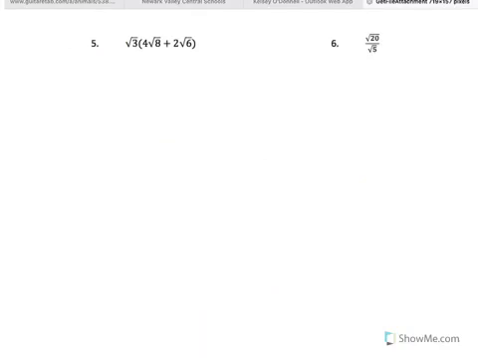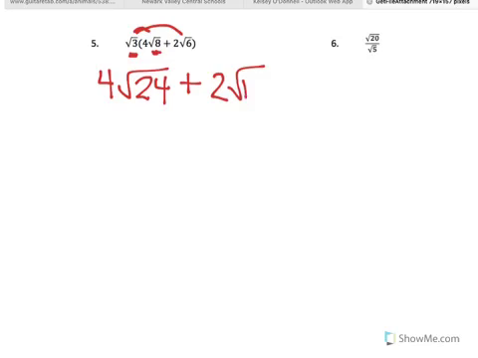Number 5. So now we have radical 3, and that radical 3 needs to multiply and distribute to everything inside of the parentheses. So radical 3 times 4 radical 8, only the radicands, the numbers inside the radical, are multiplying. So we have 4 radical 24, since 8 times 3 is 24, plus radical 3 times 2 radical 6 would be 2 radical 18.